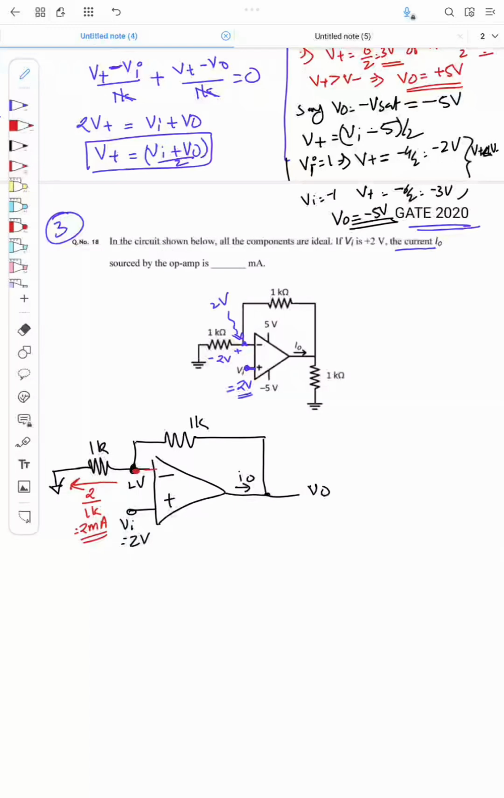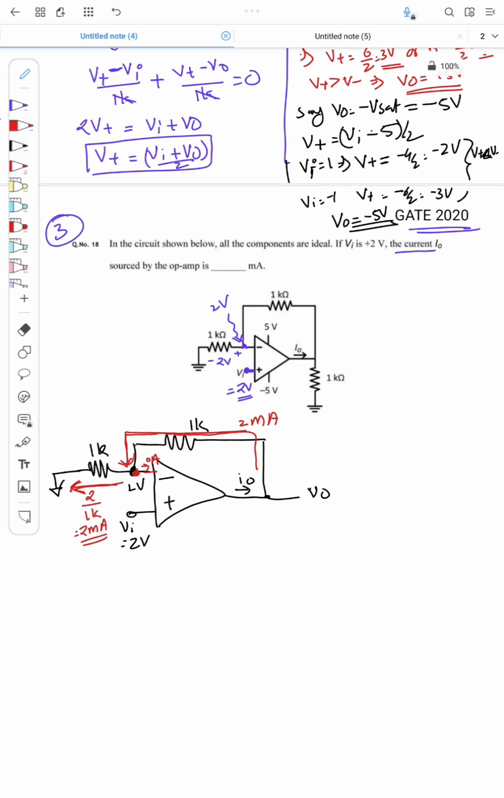Since the op amp input is ideal, the current going into it is 0 ampere. So the entire current flows through this resistance. The current direction that I have drawn is wrong. The current direction is like this, because it is pulling the current from the output. This current will flow from V out, enter here, and flow to the ground. So this current is 2 milliampere.